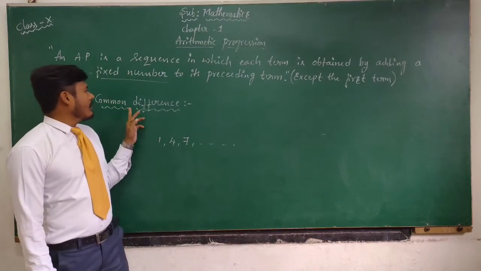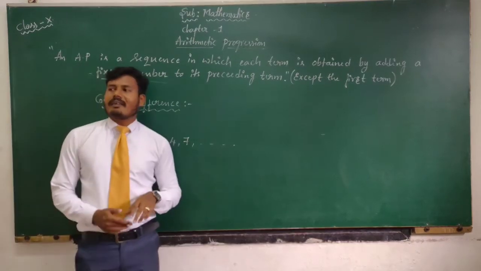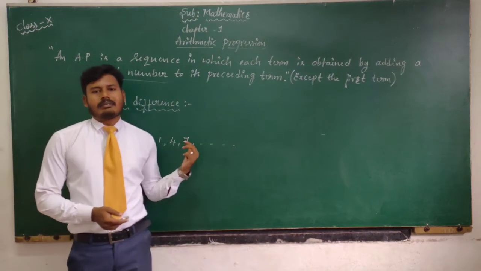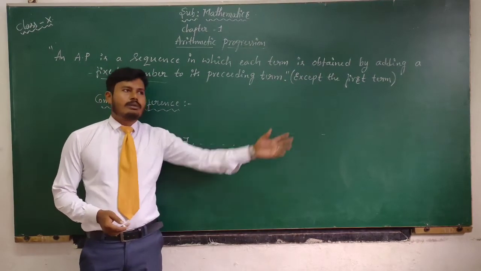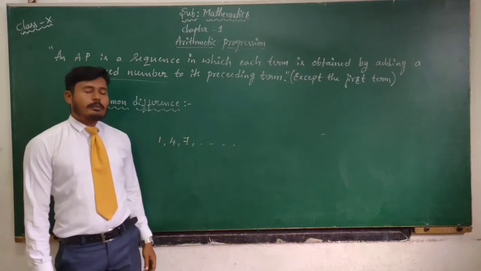Now, how do we find the common difference in the given example? 1, 4, 7 and so on, 10, 13 and so on. These are the terms of an arithmetic progression.